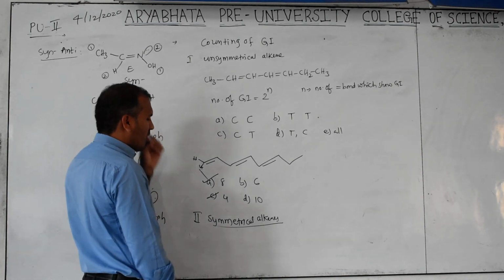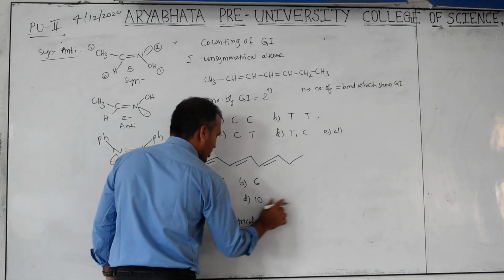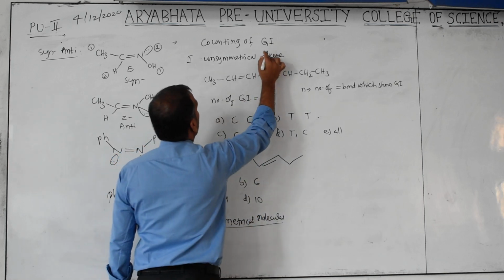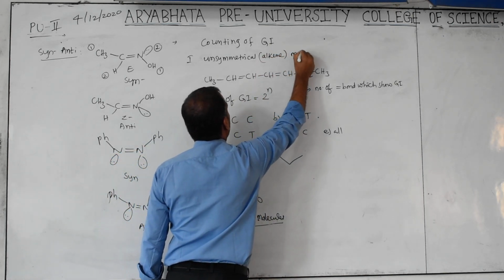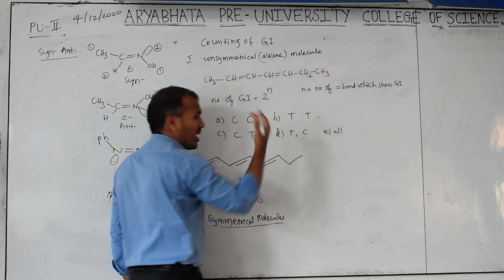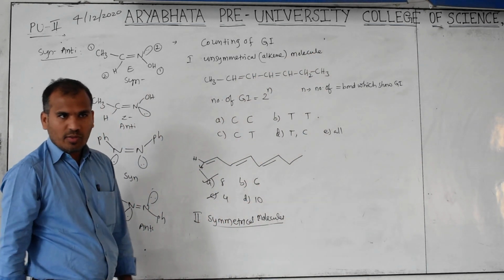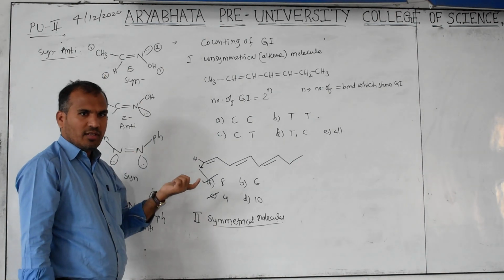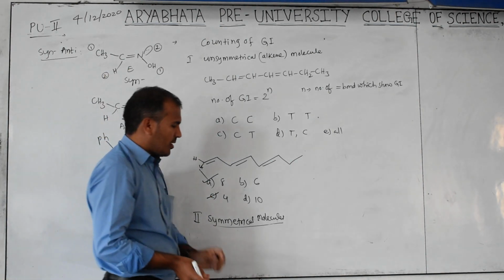Instead of writing alkene, write symmetrical molecule here. In brackets, write molecule, because sometimes there will be a carbon double bond nitrogen also. That is not an alkene, that is a different form. So that will also be considered.